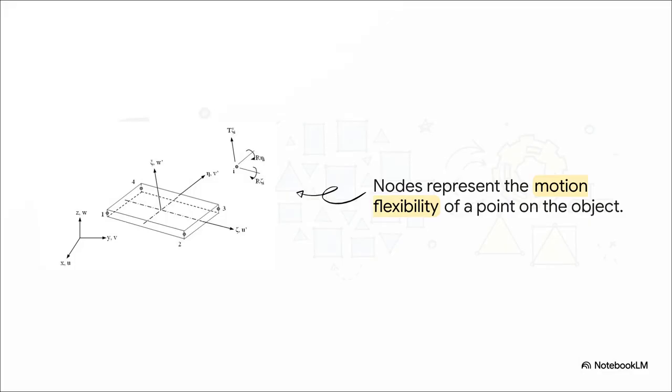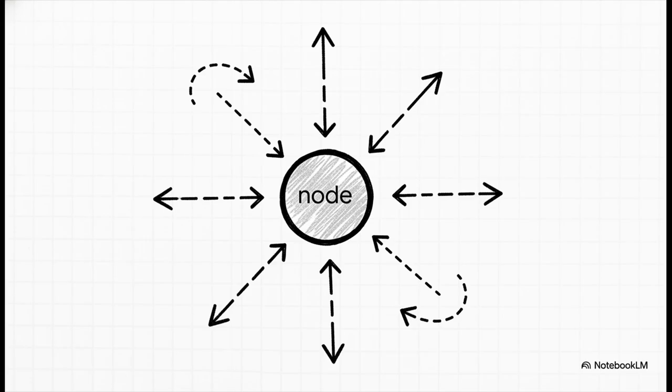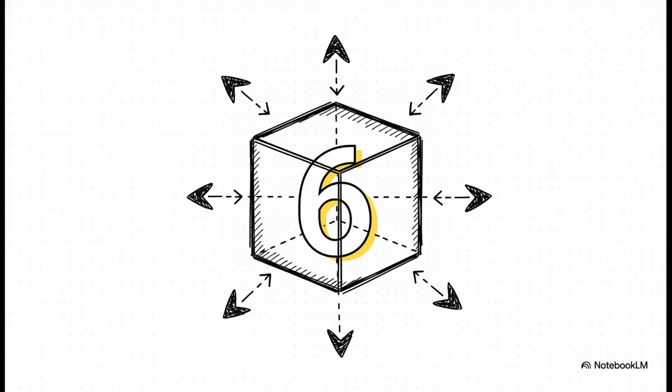Okay, so we've got our mesh of elements and nodes. But here's where it gets really clever. Those nodes, they aren't just static connection points. In a simulation, each node represents a point on the real object that can actually move. It has flexibility. And this potential for movement has a name: degrees of freedom, or just DOF for short. It's basically a measure of how many different ways a node can independently move or rotate in space. And in our three-dimensional world, any single point, any node, can have a maximum of 6 degrees of freedom. Just 6 fundamental ways it can move.